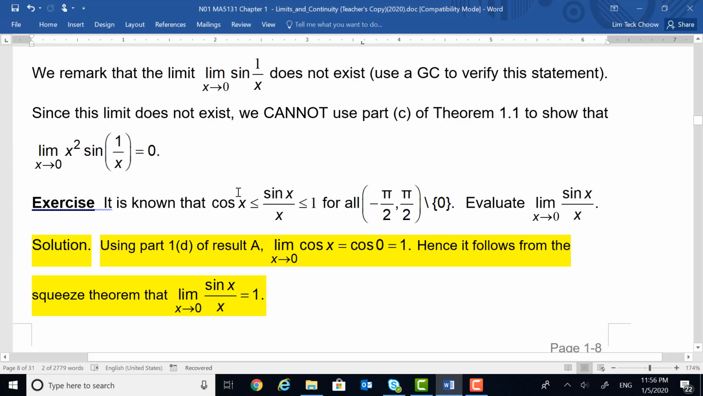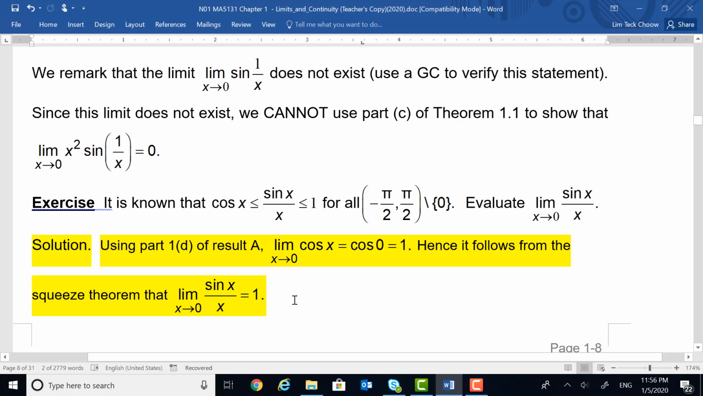So because the limit of the left function, cos x, is 1, and the right hand side is always 1, right? Or, if you really insist, you can say the limit when x goes to 0 of this function is also 1. So because the limit of the left and the limit of the right as x goes to 0 is the same, which is in this case 1, by the squeeze theorem, we can then say that the middle function, which is sin x over x, will also go towards 1.